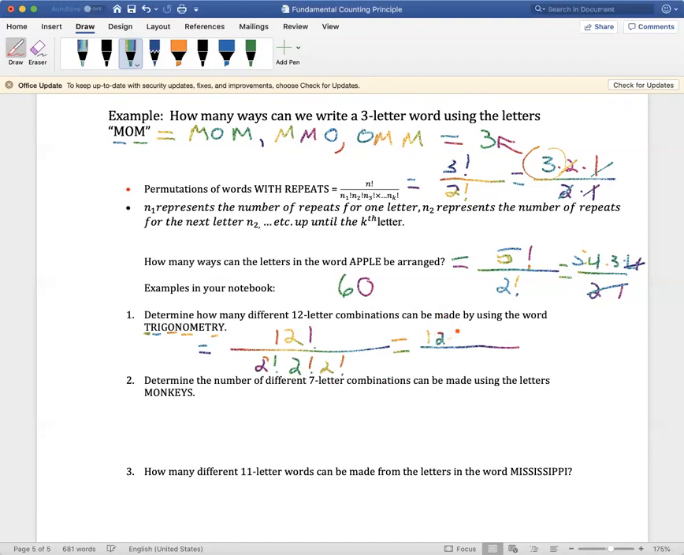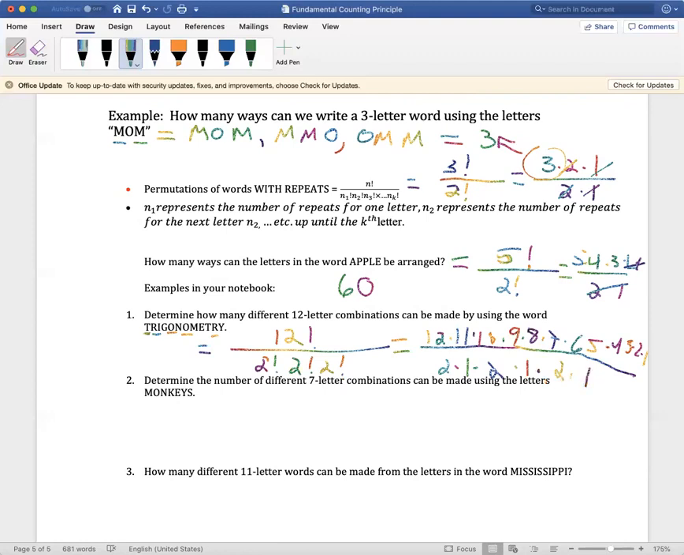Okay, so 12 factorial. 12 times 11 times 10 times 9 times 8 times 7 times 6 times 5, 4, 3, 2, 1. You get the general idea. That's the numerator. And the denominator, 2 factorial, 2 times 1. 2 factorial again, so times 2 times 1. 2 factorial again, so times 2 times 1.